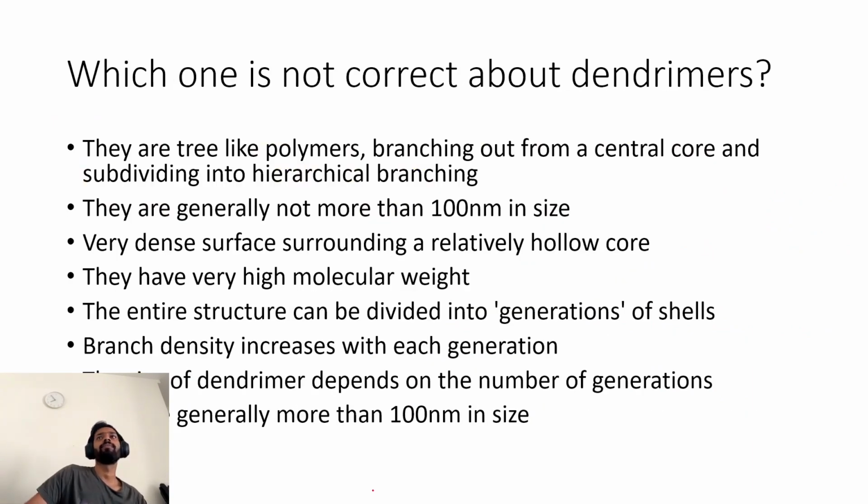Okay, which one is not correct about dendrimers? They are tree-like polymers branching out from a central core and subdividing into hierarchical branching. They are generally not more than 100 nanometers in size. They have a very dense surface surrounding a relatively hollow core. They have very high molecular weight. The entire structure can be divided into generations of shells. Branch density increases with each generation. The size of the dendrimer depends on the number of generations. They're generally more than 100 nanometers in size.